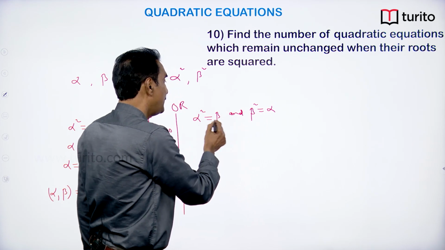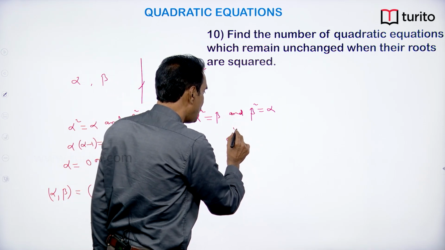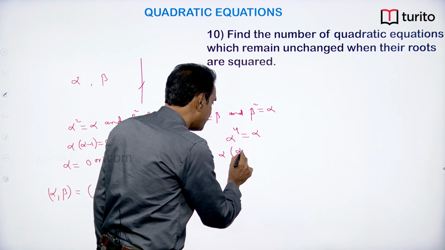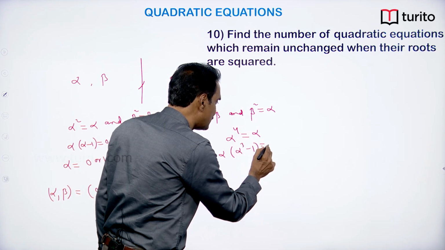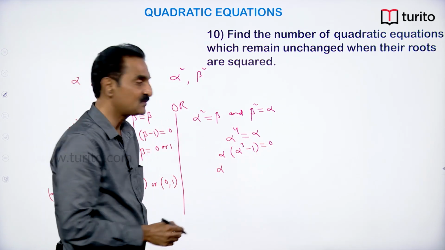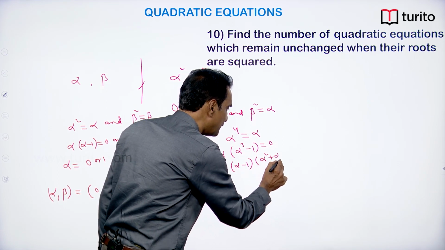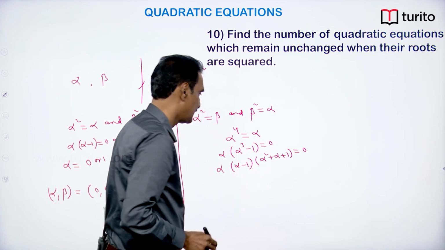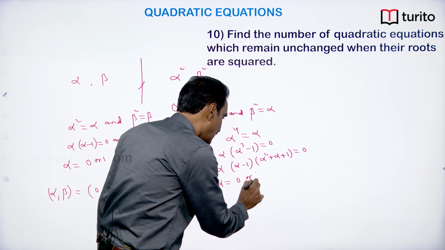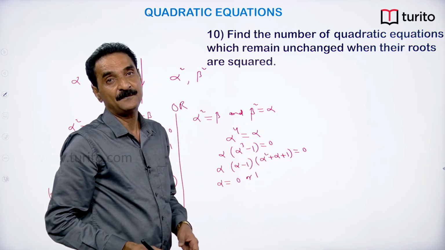if we substitute beta is equal to alpha square in the second equation, you will get alpha power 4 is equal to alpha. Then alpha into alpha cube minus 1 is equal to 0. Then we will get alpha into, again factorize alpha cube minus 1, you will get alpha minus 1 into alpha square plus alpha plus 1. Then you will get alpha is equal to 0 or 1, and the roots of alpha square plus alpha plus 1 is equal to 0.